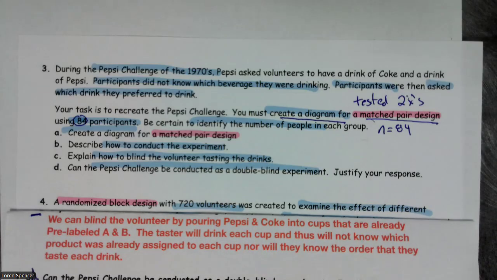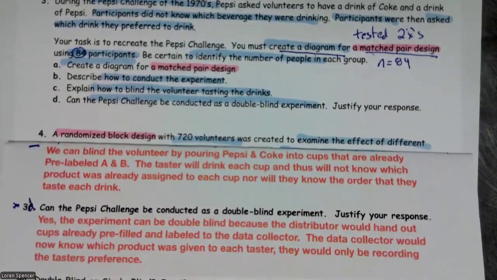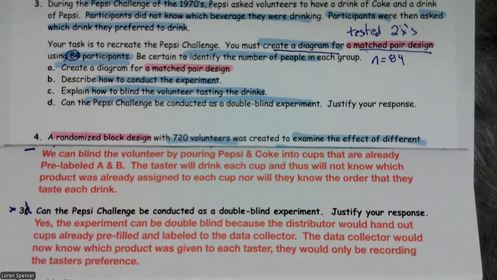Can this be done as a double blind? The answer is yes, it could. As a data collector, I just know that they had cup A. I don't know what's in cup A. It could be Coke, it could be Pepsi. And the person drinking wouldn't know either. Yes, the experiment can be double blind because the distributor would hand out the cups already pre-filled and labeled to the data collector. The data collector would not know which product was given to the taster, and the taster would not know either. So neither the data collector nor the taster would know.